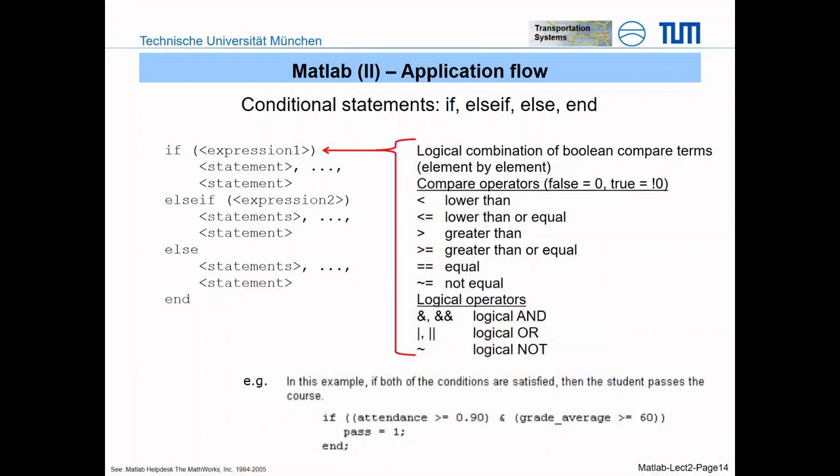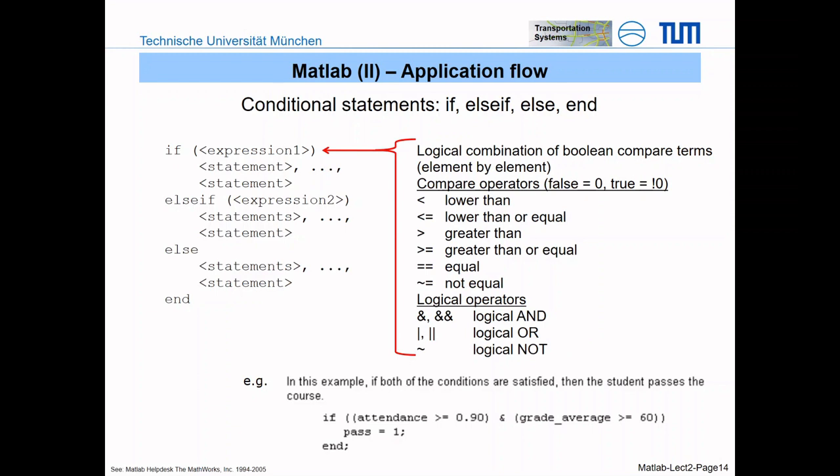You can have comparisons, so the comparator operators which return true or false. False is always 0. True is not 0, so it's greater than 0, for example. So you can ask for lower than or equal, greater than or equal. So these operators are very similar to what you know from other languages. The only thing, not equal, is different in different languages. In this case, you have this tilde sign and the equal sign in combination, which tells you not equal.